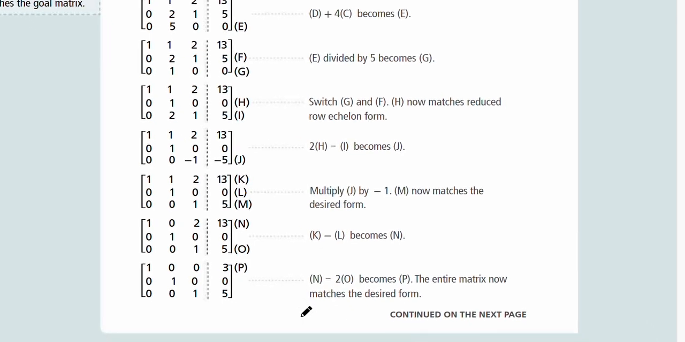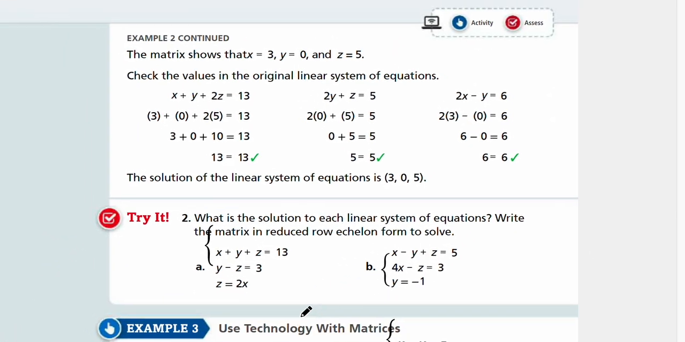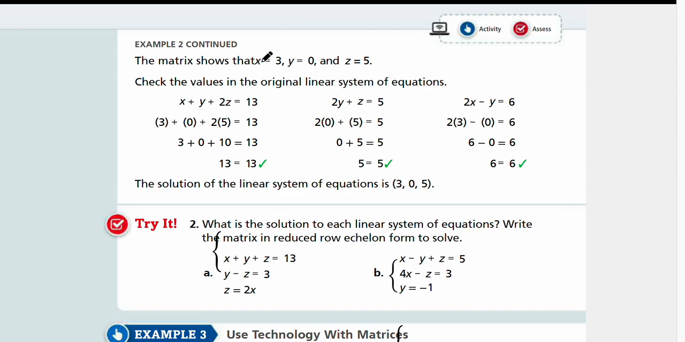There we go. Okay, so in order to check your answer, you can always plug in your numbers for your variable into your original equation. So you had 3 different equations in the beginning, right? So if you plug in all these numbers, 3, 0, and 5 into each of these equations, you should get the same answers. 13 equals 13, that's the true statement. 5 equals 5, true statement. 6 equals 6, true statement. So this is just to check your answers. And then you can verify that the solution is 3, 0, and 5.